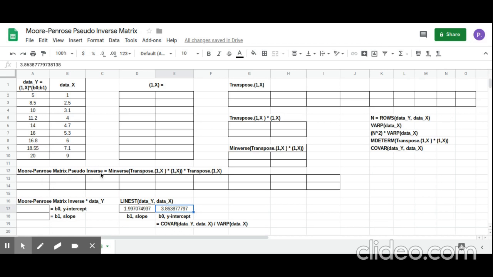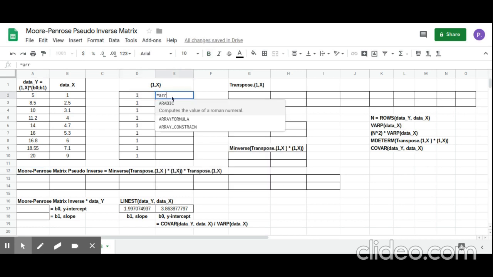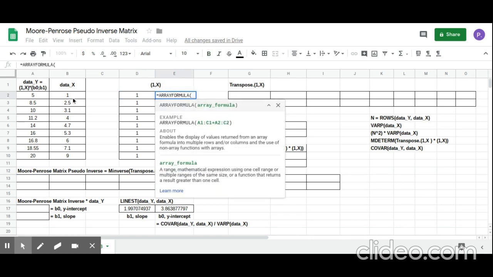Now, we're going to solve for this using the Penrose matrix pseudo inverse. So first we fill up this 1x matrix, and after that we transpose it and multiply it by itself, do a MINVERSE, and the MINVERSE we multiply by its transpose, to derive the Penrose matrix pseudo inverse. So let's start with the 1x matrix, which is equal to our array formula of this range.